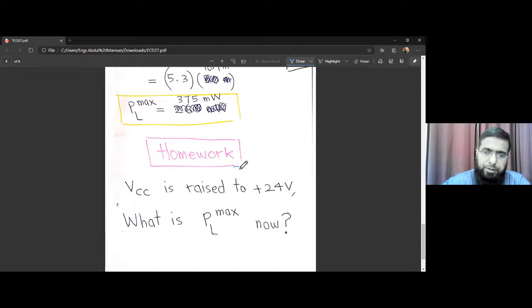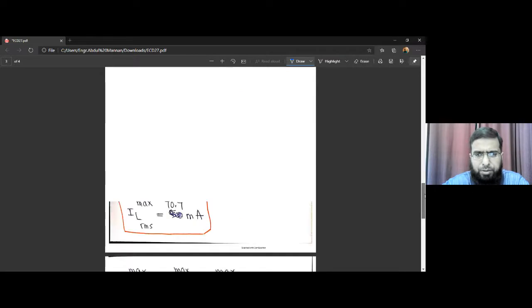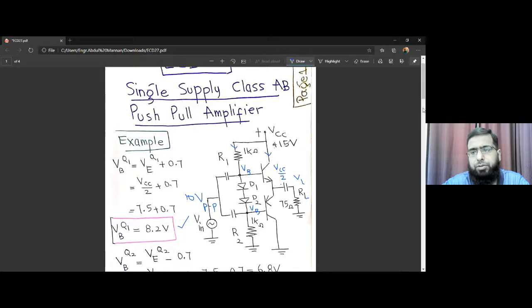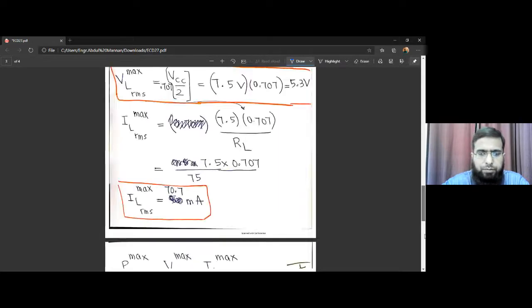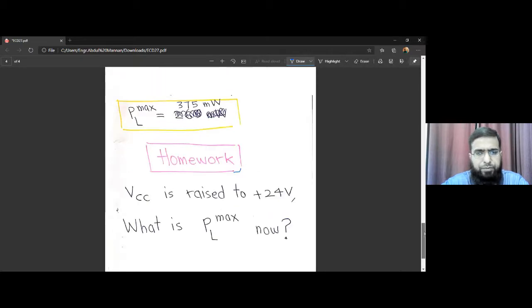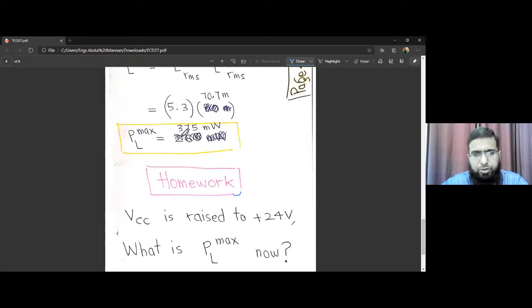So we have a homework today. The homework is: if VCC is raised to plus 24 volts instead of what it is right now, 15 volts, what is PL max? You have to repeat some parts, maybe from part B and part C. With VCC raised to 24 volts, you have to compute some quantities, and you will finally see that PL max would be different from this PL max. So you have to compare these two.